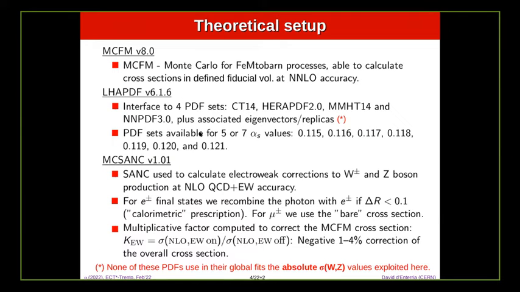And then of course what we do is we run for 7 values of alpha S from 0.115 to 0.121, and we try to find the minimum. We know that for electroweak bosons we have non-negligible electroweak corrections, so those are computed with MCSANC, and then basically we compute a multiplicative factor that tells you the impact of these corrections, and it is often negative. It's a few percent negative correction on the overall cross section.